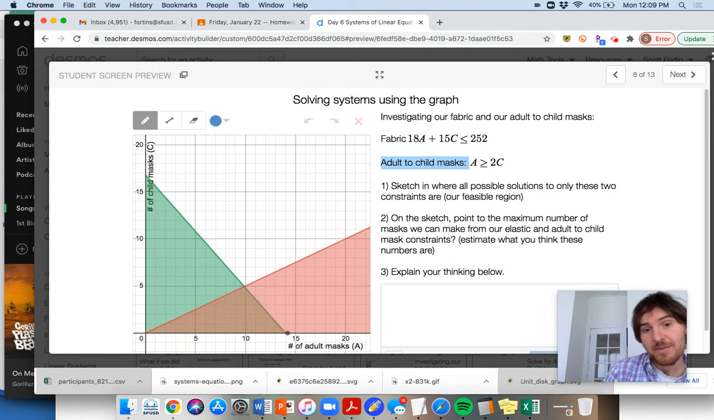He can make that many masks down there. Looks like he can make 14 as well, if we're totally right on that. 14 masks given the fabric constraint and given the adult child masks constraints, just 14 adult masks. But the question is, can he make 10 and 5 of the child masks? It's a very similar problem. Just remember those constraints for the fabric and the elastic were very similar.